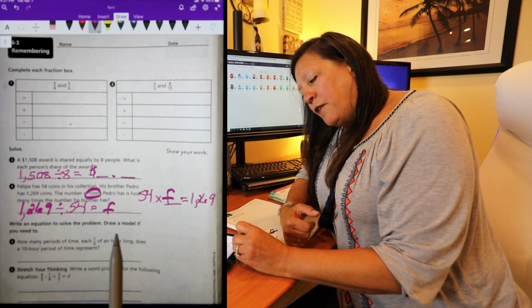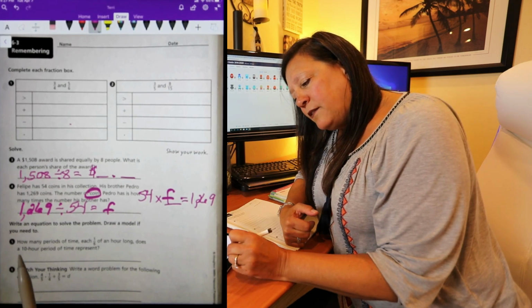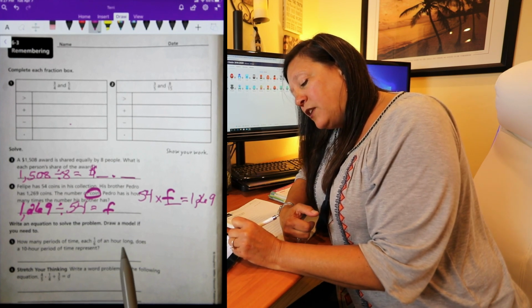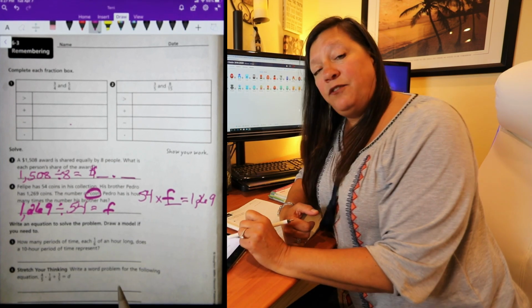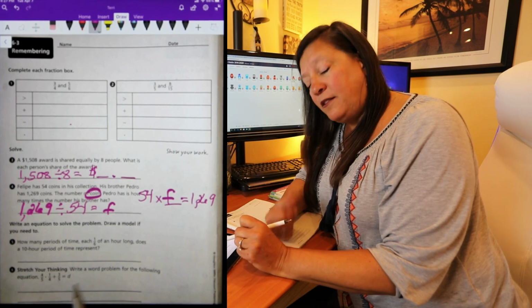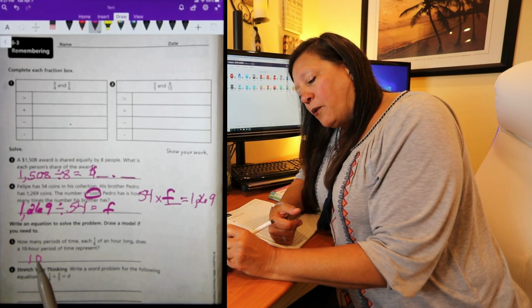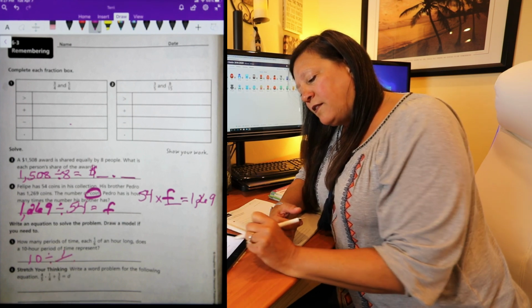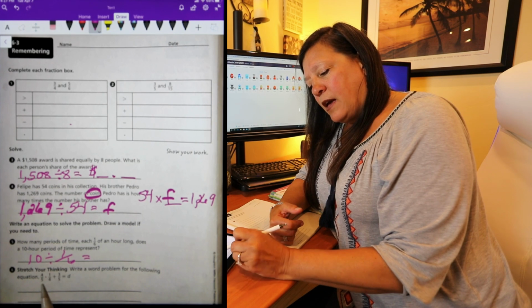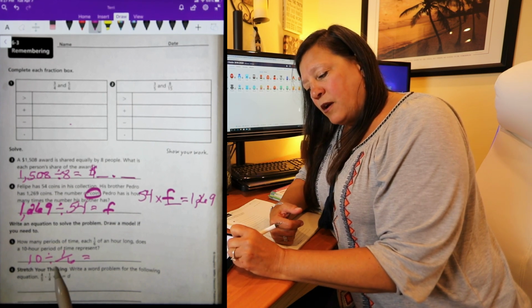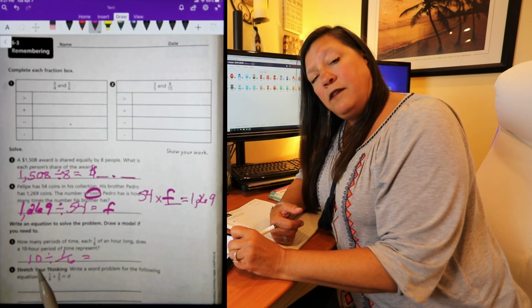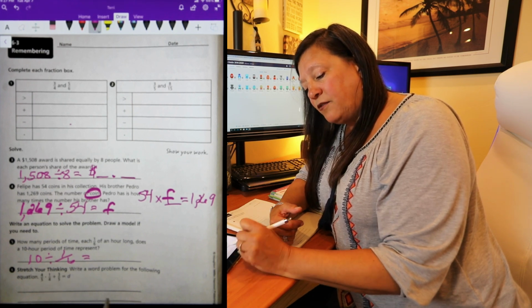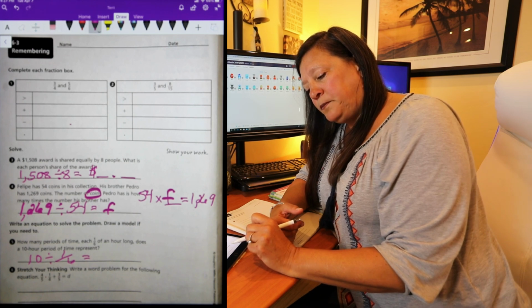Okay, write an equation to solve the problem. Draw a model if you need it. Number 5, how many periods of time, each 1/6 of an hour long, does a 10-hour period of time represent? So what is being split up here? A 10-hour period of time being divided into 1/6 of an hour. Okay, remember this is dividing fractions. The 10 whole number goes over 1. You're going to find the reciprocal for the second and flip it, turn it into multiplication.